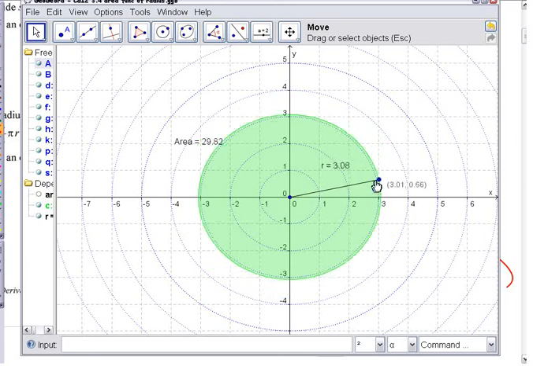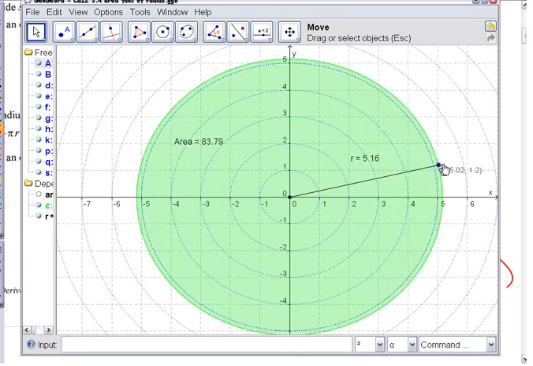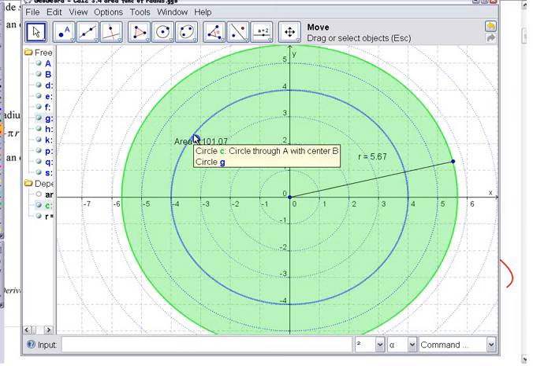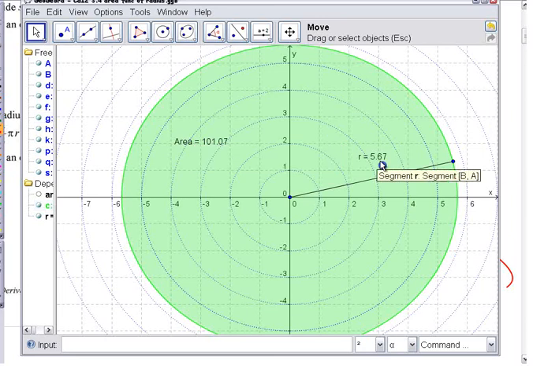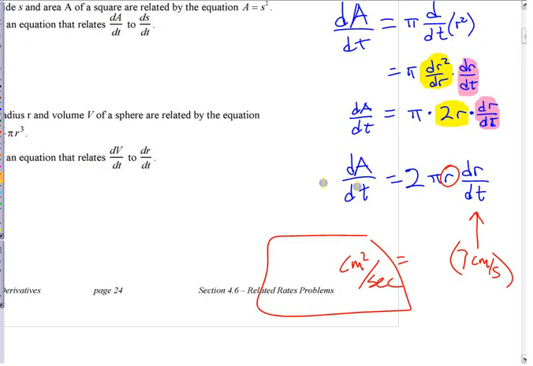Even if I set the radius to change at a constant rate, the area is not changing at a constant rate. It's dependent on two things. It's dependent on the rate that I change the radius and on what the radius is at the moment. Okay? It's dependent on two things. So you need to know both of those if you were going to work out what the rate of change of area was.